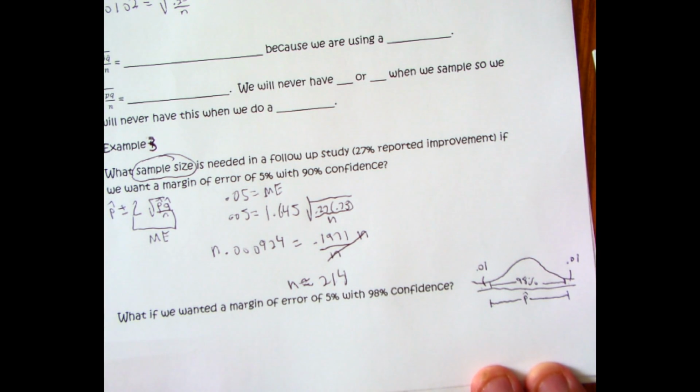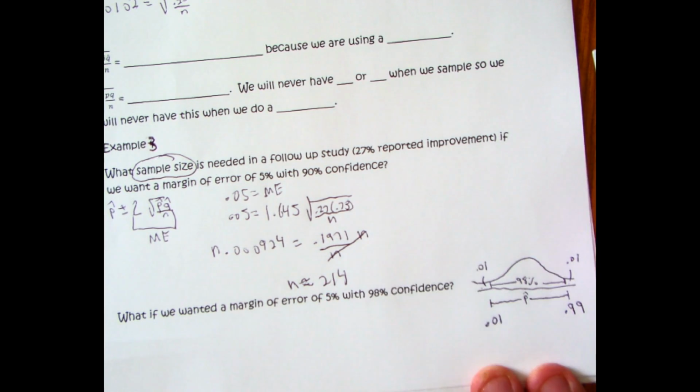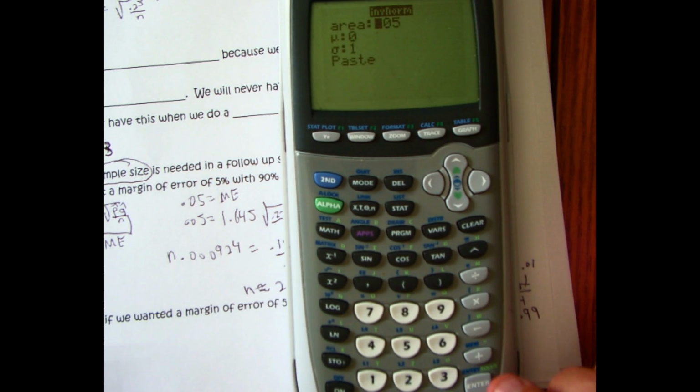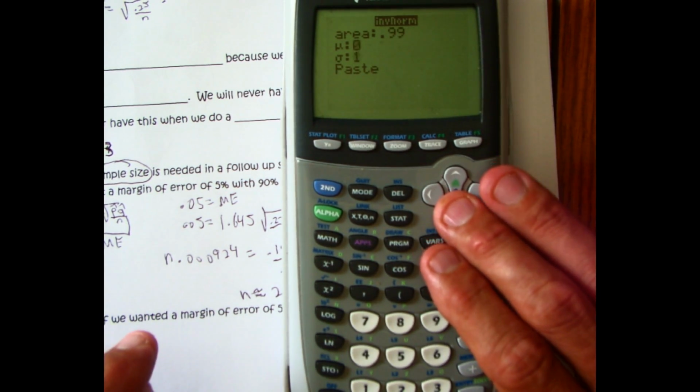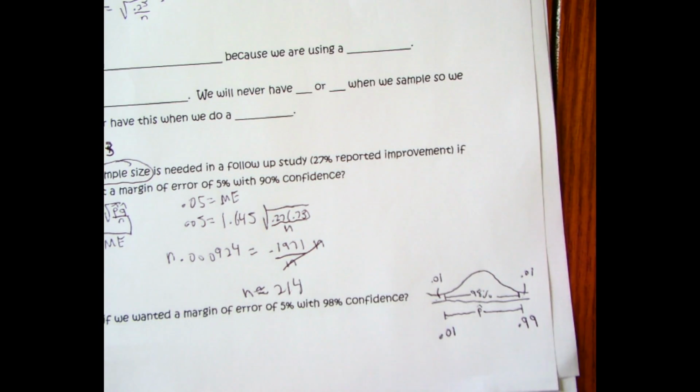Well, if there's 1% left in each tail, then what percentile does your confidence interval begin and end at? Well, it begins at the first percentile and it ends at the 99th percentile. So in order to get a Z-score, we got to go into second distribution and we do inverse norm. And we can do either 0.01 or 0.99. Either one is fine. And we get 2.326. Now if I did 0.01, I would have gotten negative 2.326 because it's equidistant from the mean.